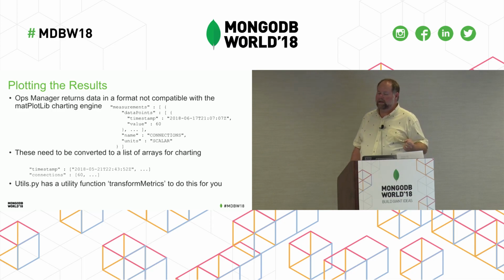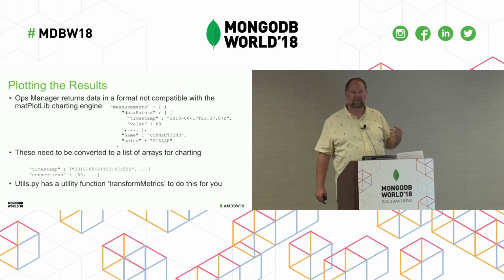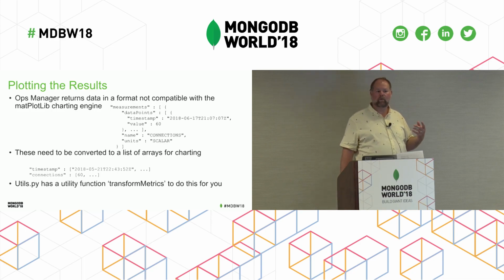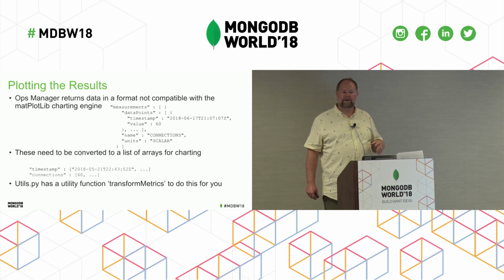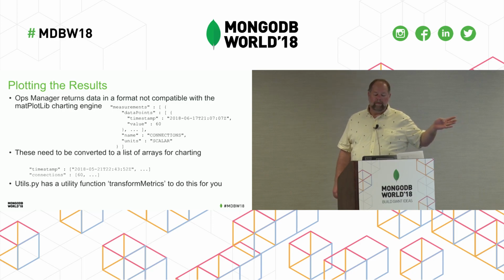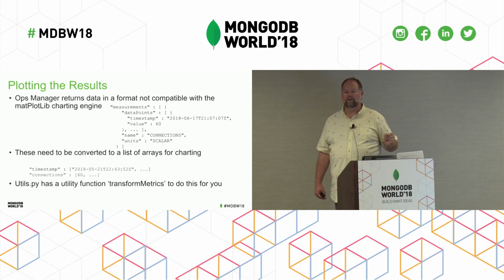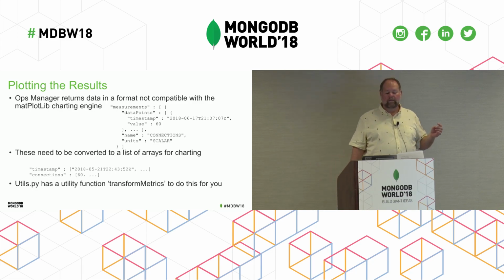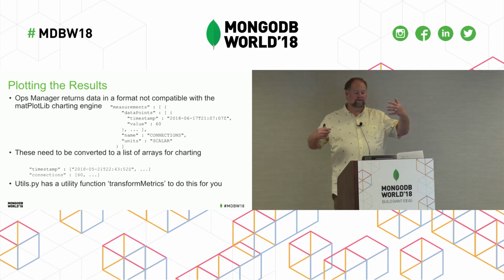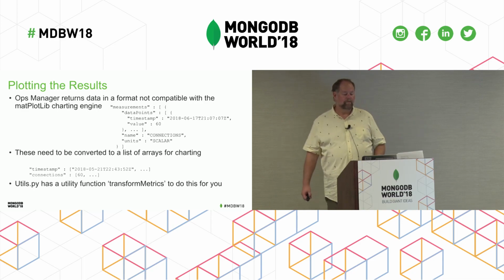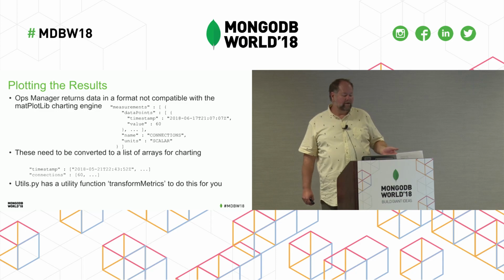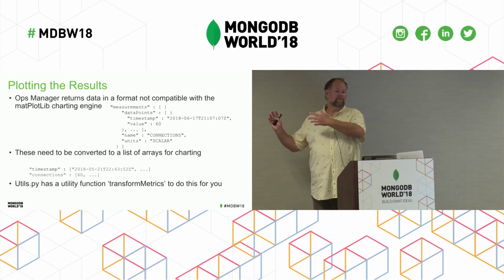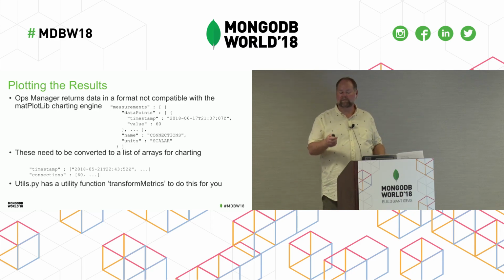Plotting the results gets a little more tricky. I decided to use matplotlib because it's fairly widely distributed. It's Python, a lot of people know it. But the problem is when we pull the metrics from Ops Manager, they're in a format totally incompatible with what matplotlib wants to see. So you can see here, from Ops Manager we get this measurements array containing a data points array showing a timestamp and a value, and then the name and the units. What matplotlib wants to see is basically a list of arrays, so a timestamp array and then a value array, as we can see below in the lower example. So I created a function, transform metrics, that you can just send the Ops Manager metrics into, and they come back out formatted for you to plot using matplotlib.